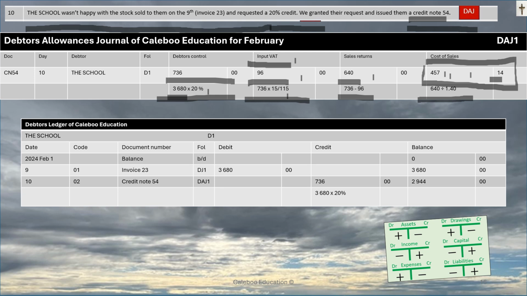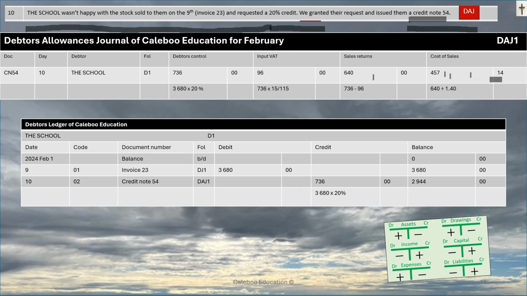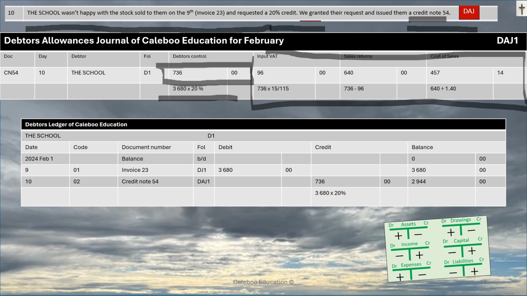Now that gets recorded in this journal. The amount that we are concerned with is the debtors control amount, which includes VAT, because remember we're going to do the school account in the debtors ledger. So the amount that the school gets credited is 20% of 3680. This part here was a little bit of revision. So in the school account, that information on the 10th gets taken to the school account.